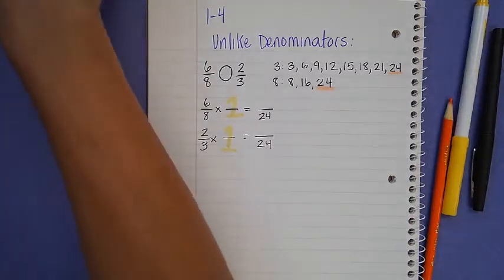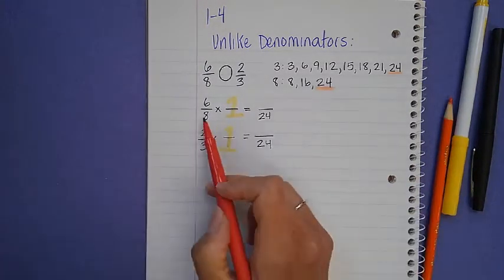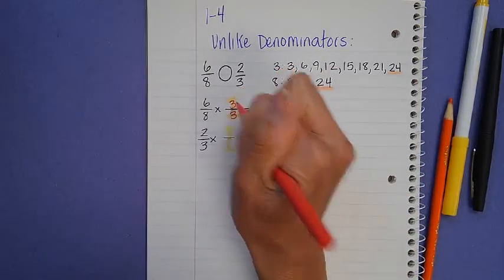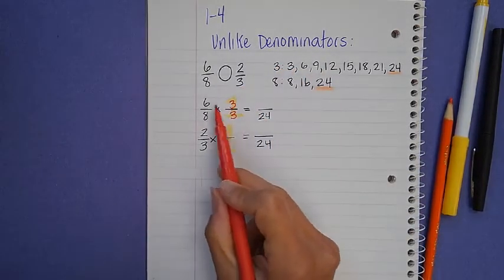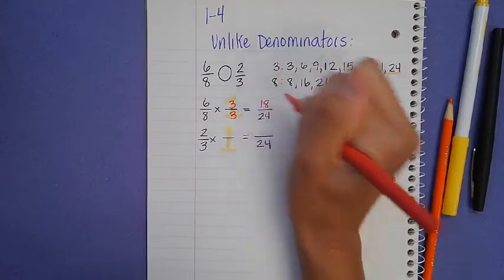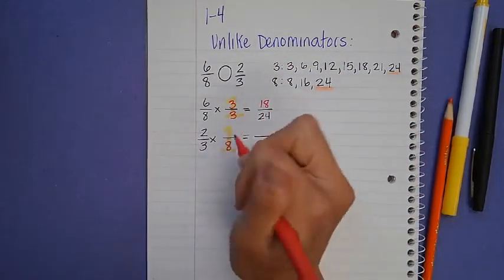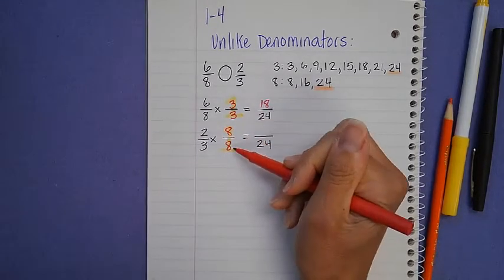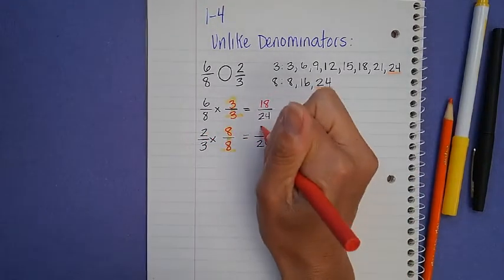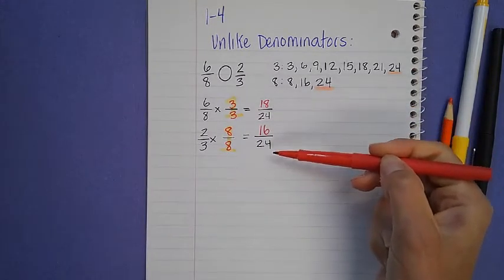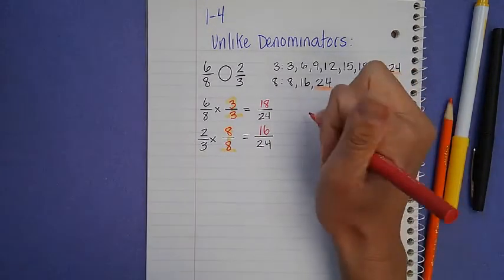And then I'm going to go ahead and think, 8 times something is 24. That's a 3, 3 over 3. 6 times 3 is 18. 3 times something is 24, I know that's 8, a fraction equal to 1 is 8 over 8. 2 times 8 is 16. So now I see that I have two fractions with common denominators, and that's how I compare them.